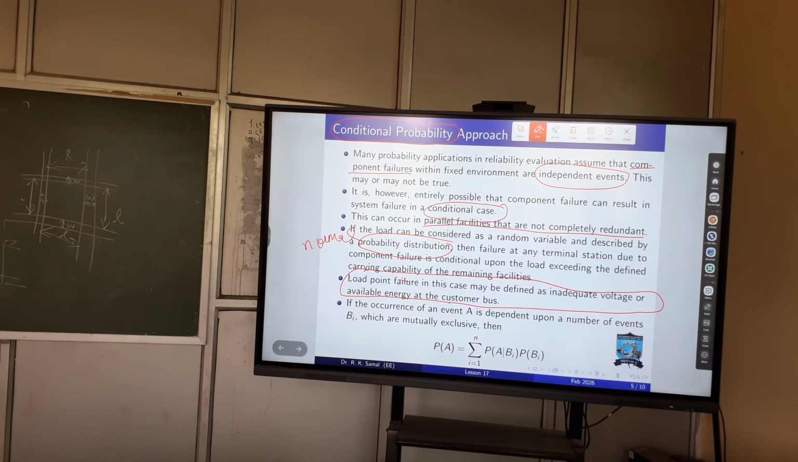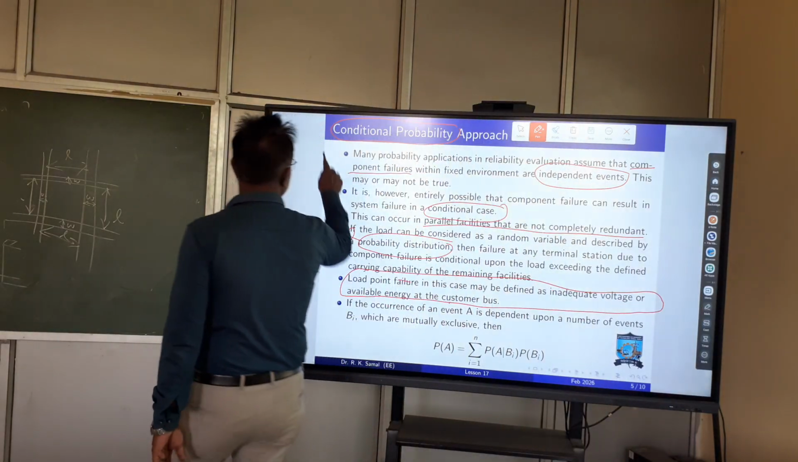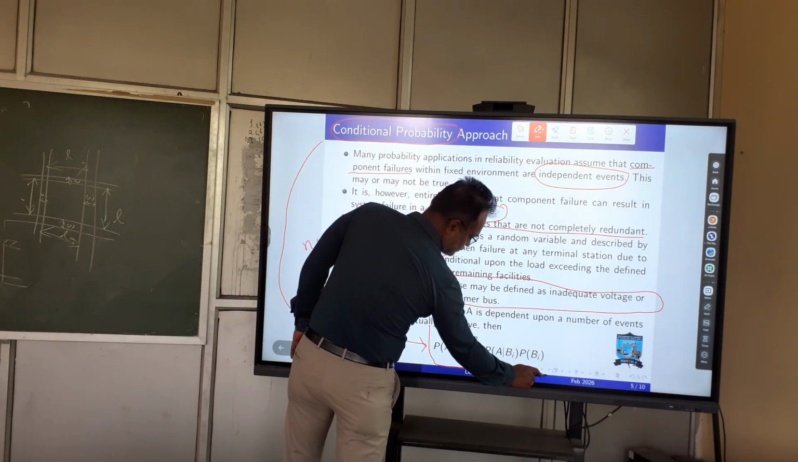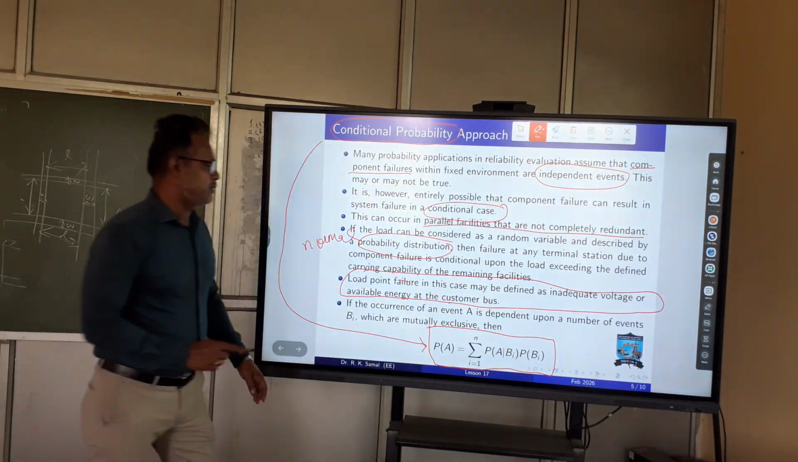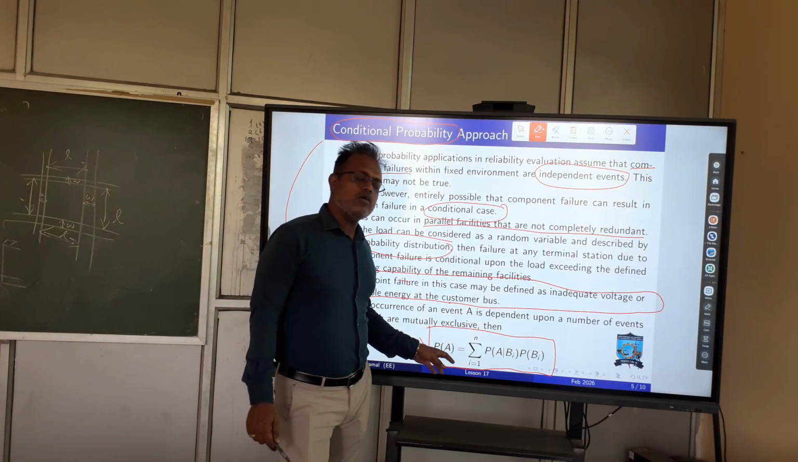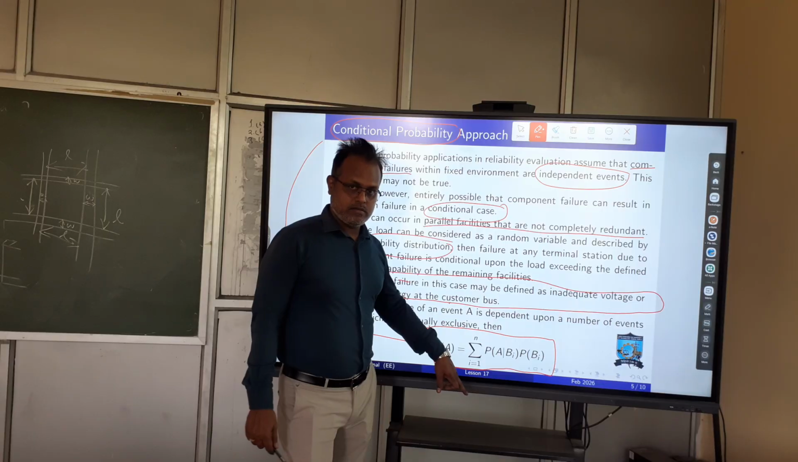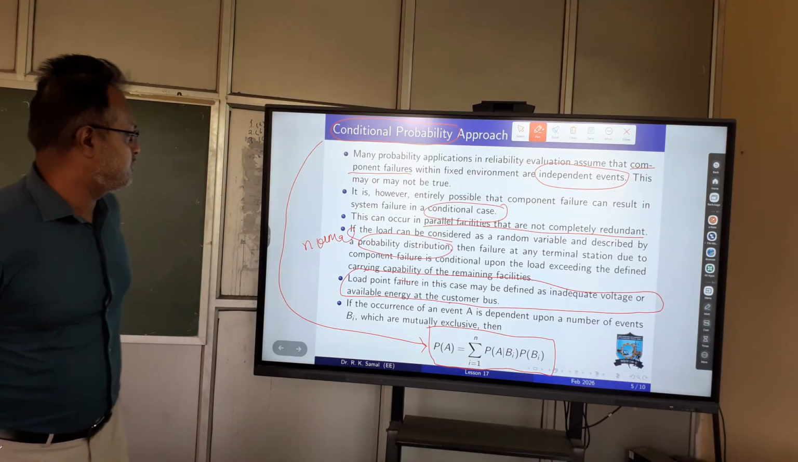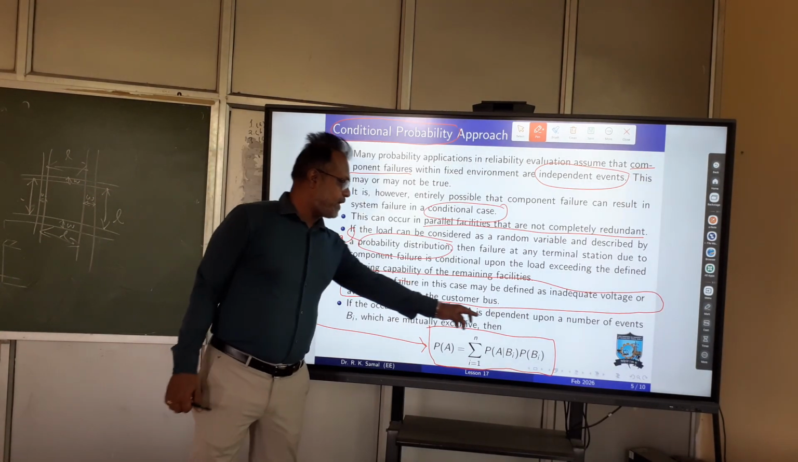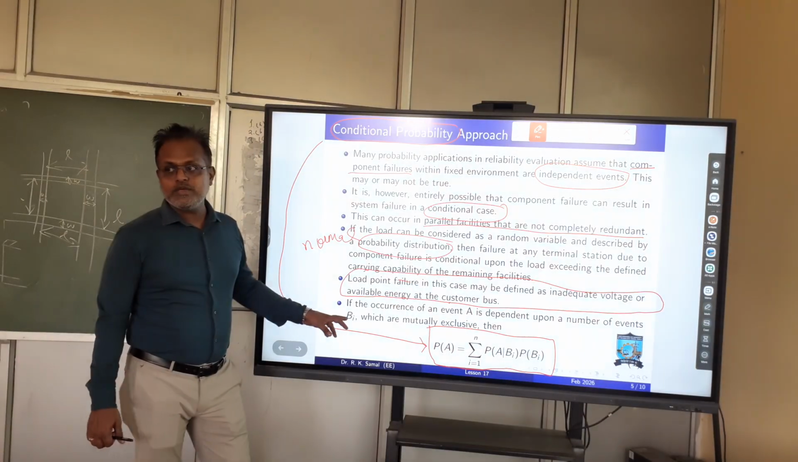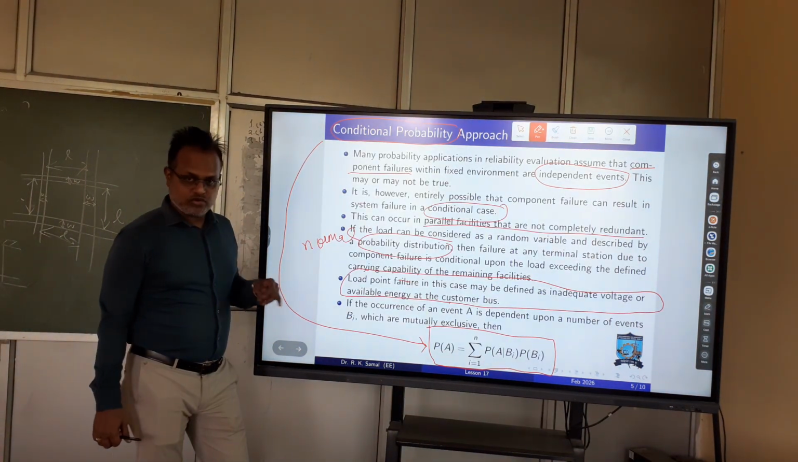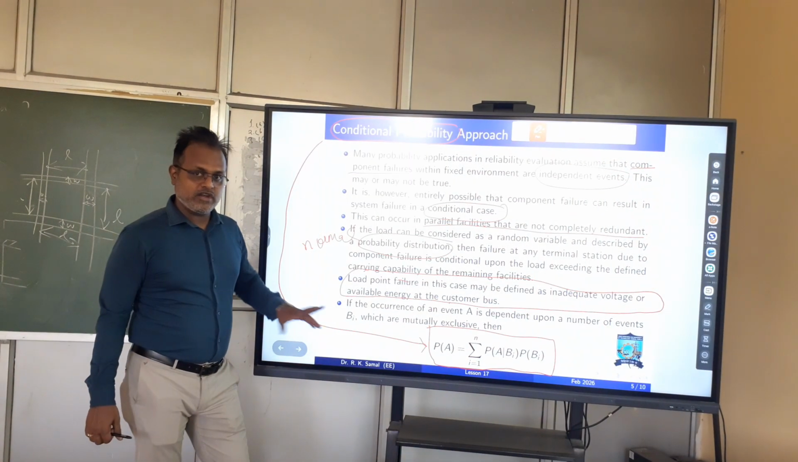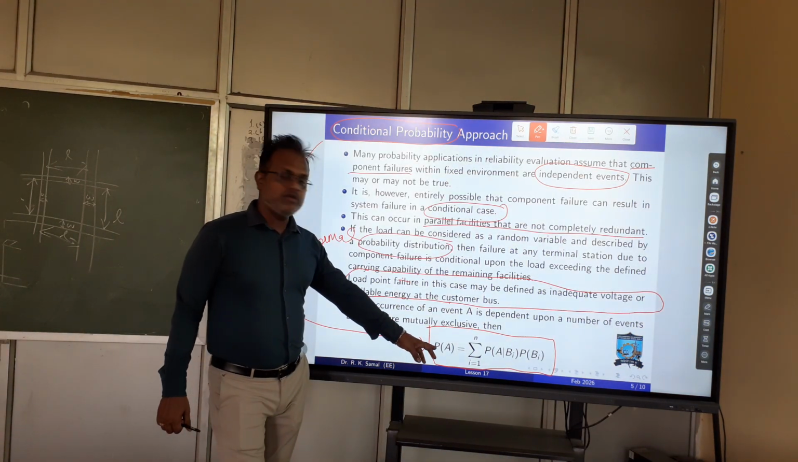And finally, what exactly does conditional probability mean? This boils down to this equation. What is the probability that event A will happen provided event B has happened, or a number of events B1, B2 up to Bn have happened? If the occurrence of an event A is dependent upon a number of events B1, B2, B3 up to Bn which are mutually exclusive, but not independent, then we have to use this formula.